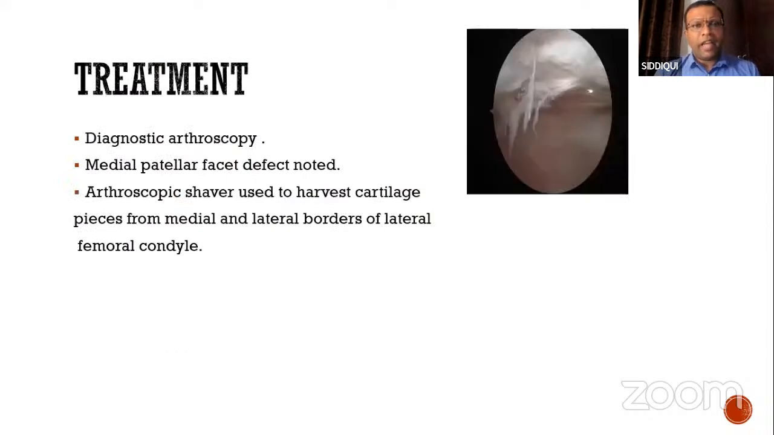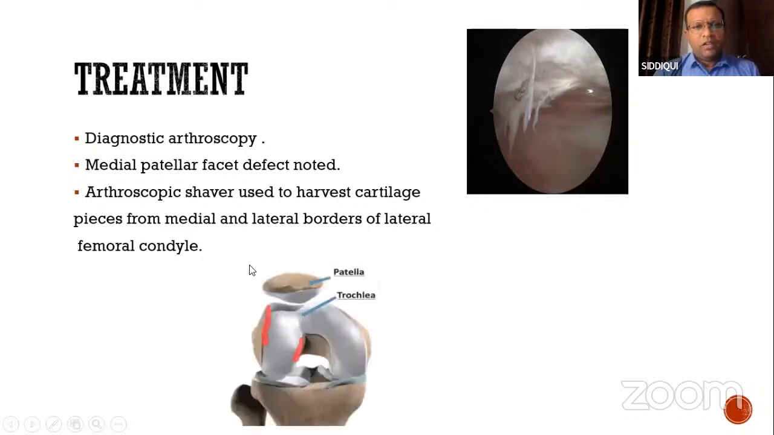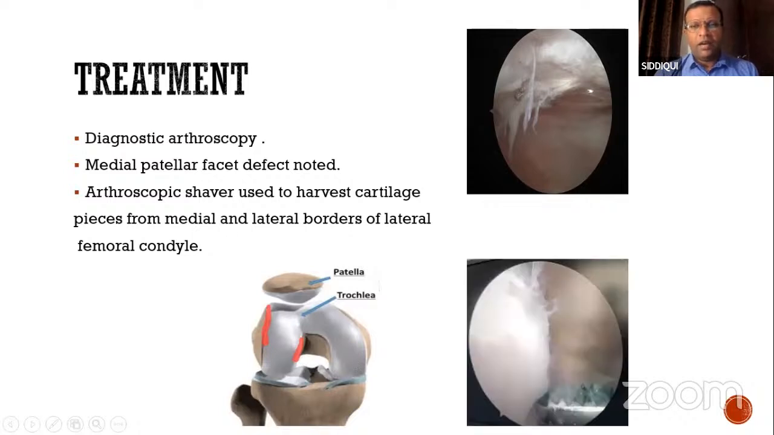So we took him for diagnostic arthroscopy. A full thickness chondral defect was noted on the medial patellar facet along with fraying of the surrounding cartilage. We planned to harvest a few cartilage chips from the medial and lateral borders of the lateral femoral condyle using a shaver. However, the shaver was the Excalibur soft tissue shaver, so we could harvest only 0.5 cc of cartilage chip. So plan B was to harvest the cartilage chip when we were planning for MPFL advancement.